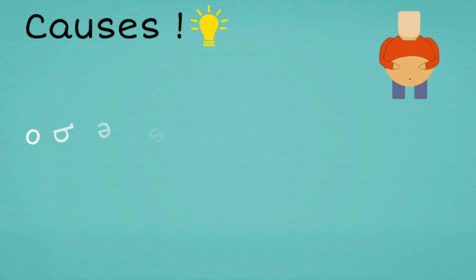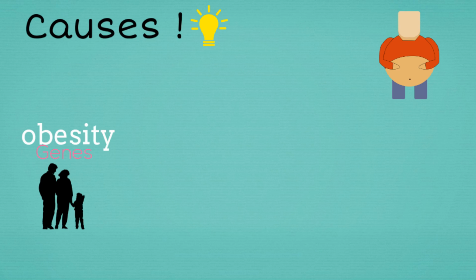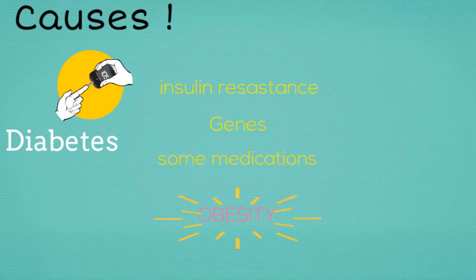There are many reasons that can cause obesity, such as genes, like family background; some medications that increase appetite; and an unhealthy lifestyle, like eating junk food, lack of exercise, and addiction to alcohol, smoking, and drugs. There are many reasons that can lead to diabetes, such as insulin resistance, genes and family history, some medications, and the major one is obesity.